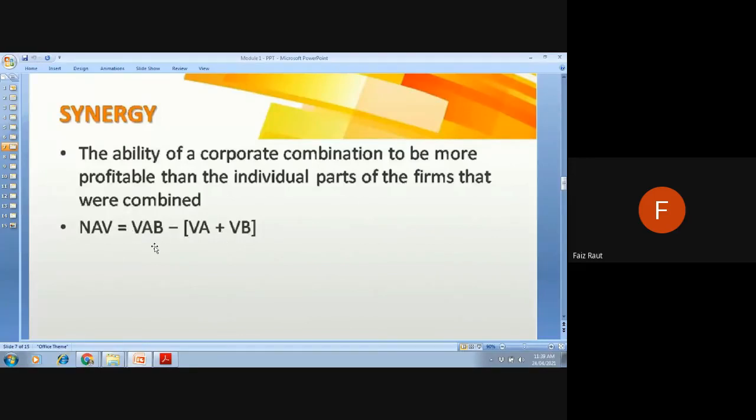That means Vodafone was having 100,000 customers. Idea was having 100,000 customers. So when they are merging, they should not be just 200,000 customers. It should increase more than that. Their efficiency should increase more than that. Their customers should increase more than that. Their performance should increase more than that. That means 2 plus 2 should not be equal to 4. Okay, 2 plus 2 should be equal to 5.